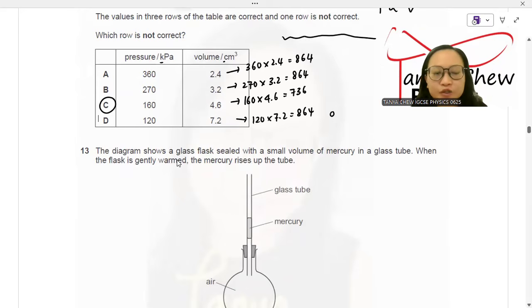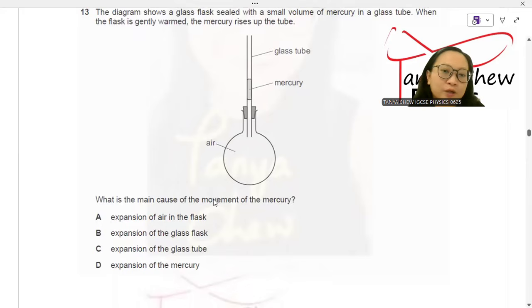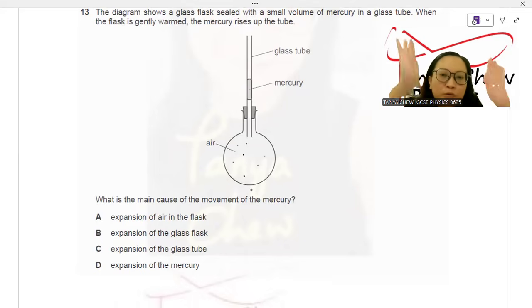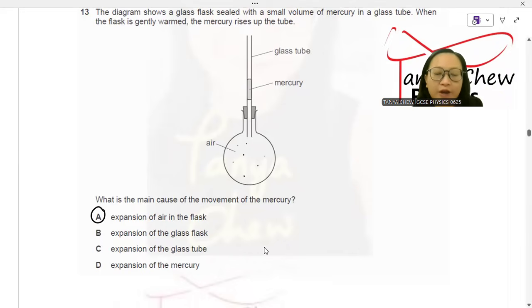Number 13, the diagram shows a glass flask, sealed with a small volume of mercury in a glass tube. When the flask is gently warmed, the mercury rises up the tube. What is the main cause of the movement of the mercury? Okay, when the flask is being heated up, the air molecules will gain kinetic energy. Agree? When the gas molecules gain kinetic energy, they have more energy. They can move further apart from each other. So we say that the air inside the flask has expanded and it moved up and pushed the mercury up. So that is why the answer is A. Expansion of the air in the flask.